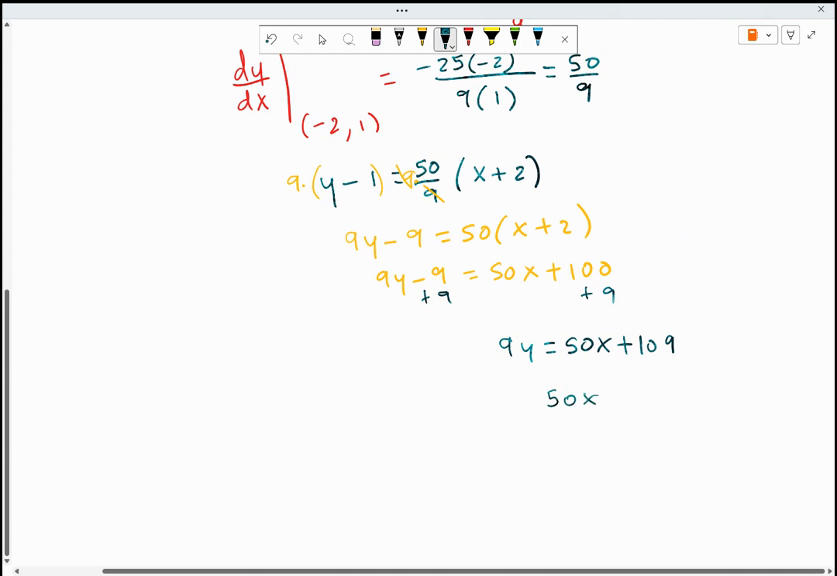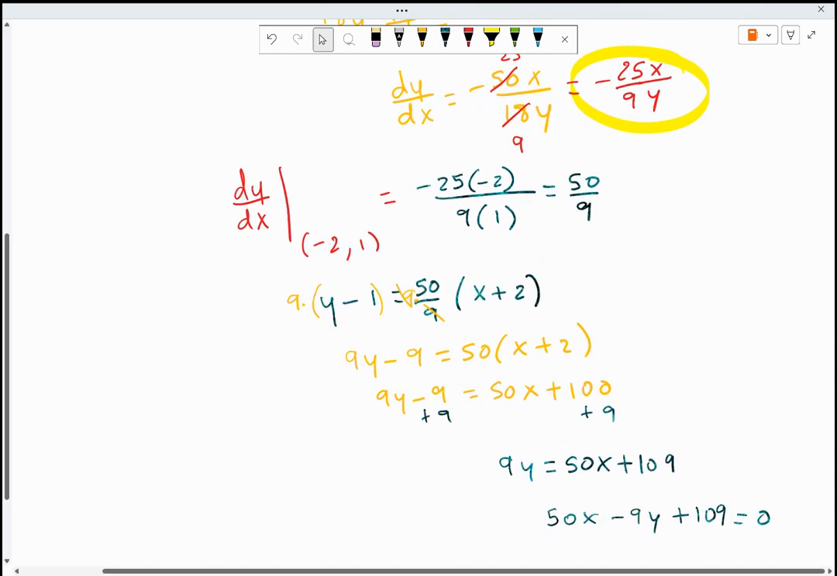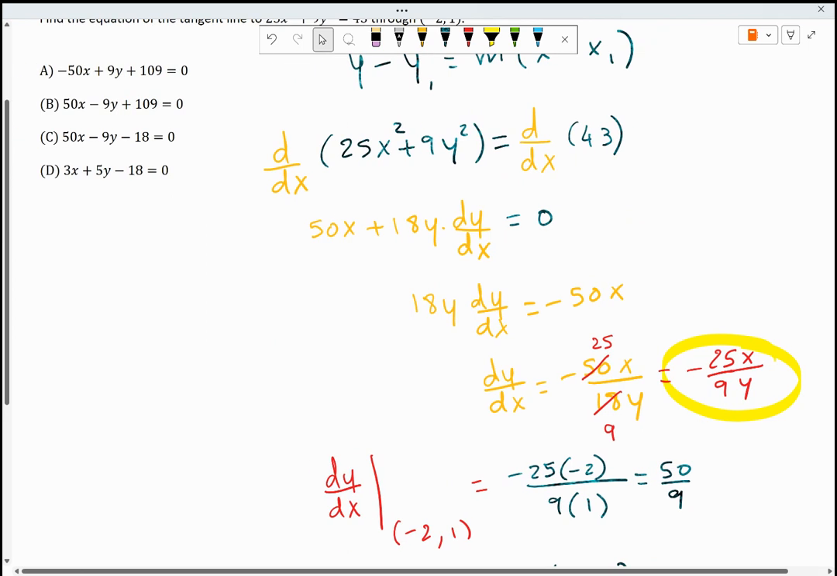50x minus 9y plus 109 is equal to 0. And then we're just going to go up and find that the only answer that says 50x minus 9y plus 109 is equal to 0, that's B.